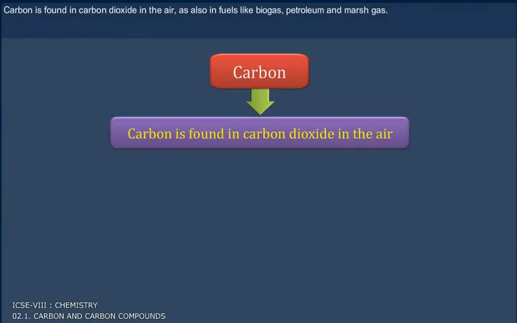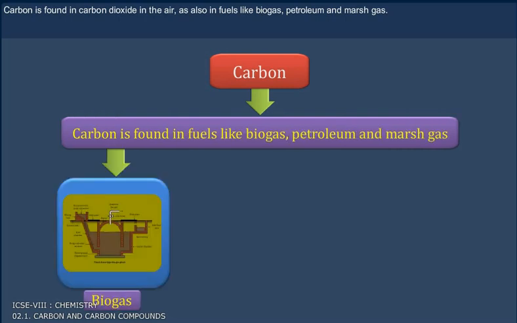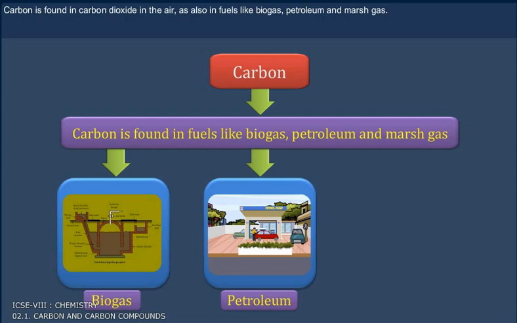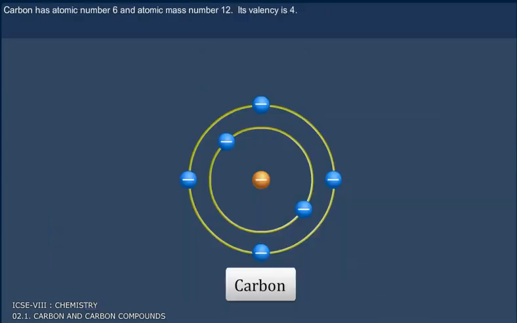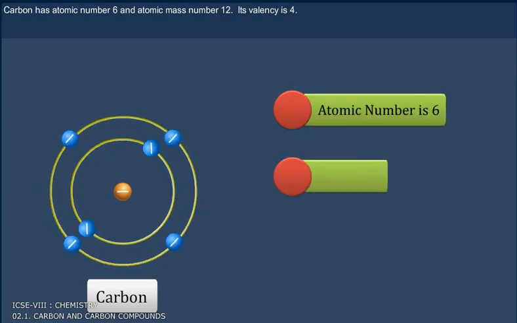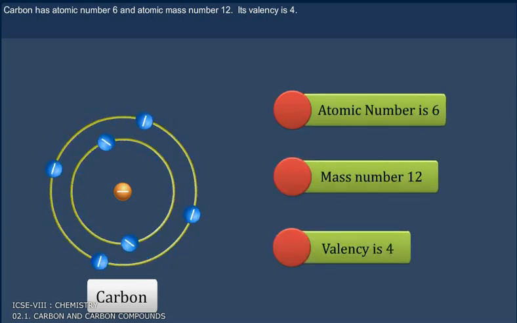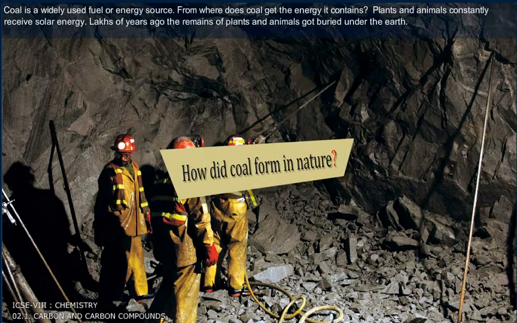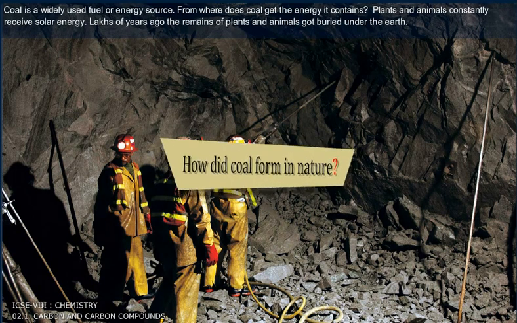Carbon is found in carbon dioxide in the air, as also in fuels like biogas, petroleum, and marsh gas. Carbon has atomic number 6 and atomic mass number 12. Its valency is 4. So students, how did coal form in nature?